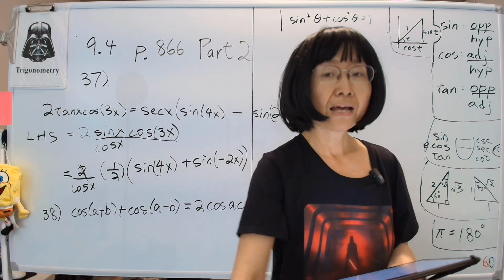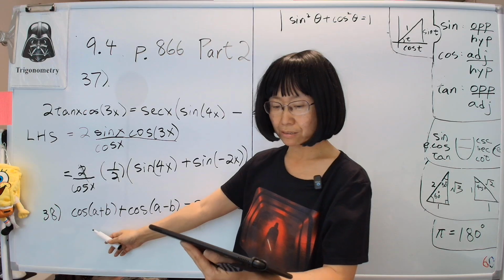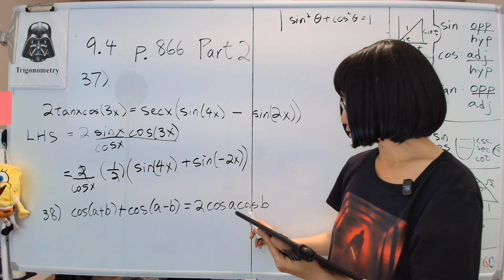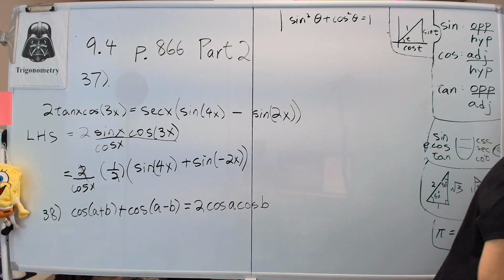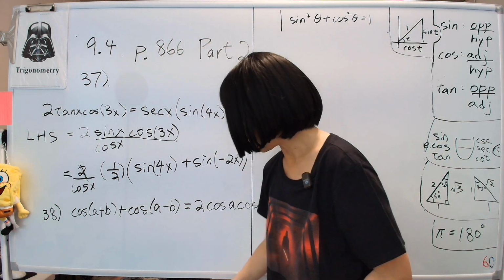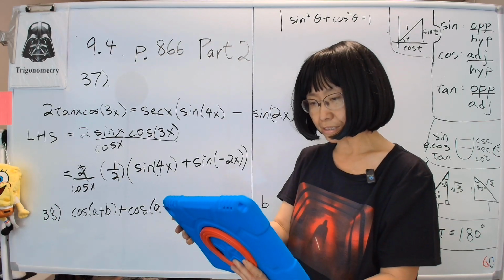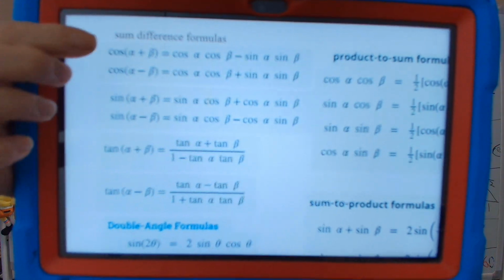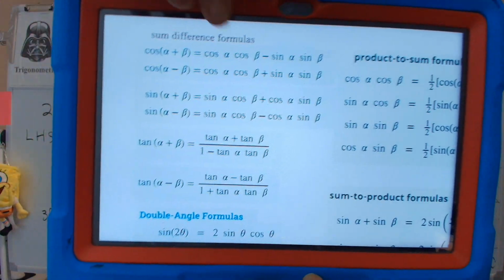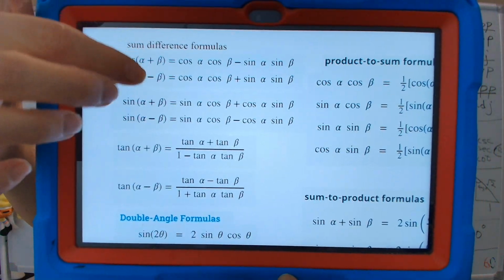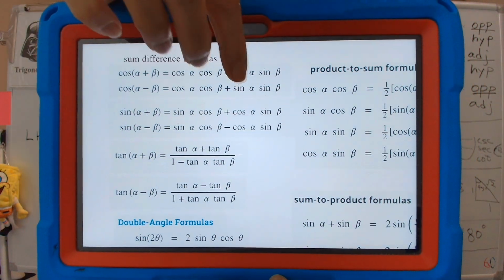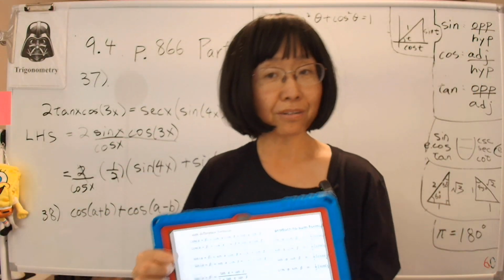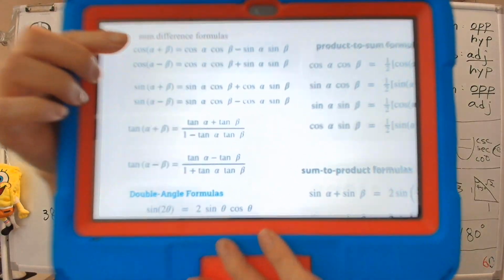Next. Okay, next let's look at problem 38, which is cosine of a plus b plus cosine of a minus b equals 2 cosine a cosine b. I think we already did this. I mean, the book already did this. So that just used the original sum difference formulas. Cosine of a plus b is this thing right here, and cosine of a minus b is this thing right here. If you pretend that alpha is a and beta is b, well, alpha is a in Greek and beta is b in Greek, so it all works out.